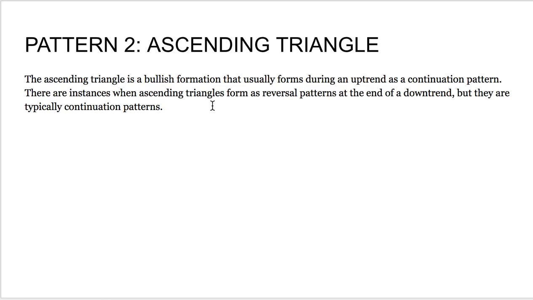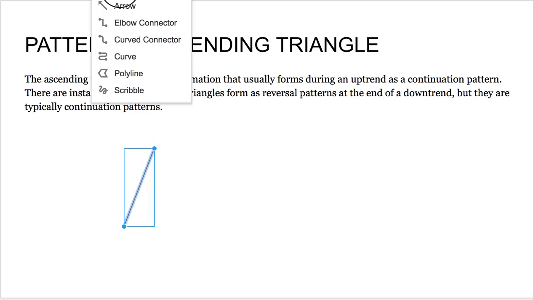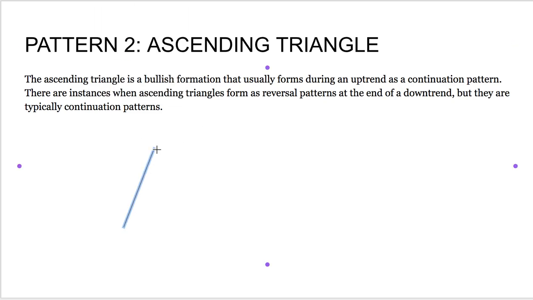The ascending triangle is a bullish formation that usually forms during an uptrend as a continuation pattern. So if you want to see, hey, what's an ascending triangle, right? You see something like this, right? So once again, upside is up. We are looking at bullish patterns, right? So if you want to visualize how an ascending triangle is typically going to look, it looks something like this. Right.